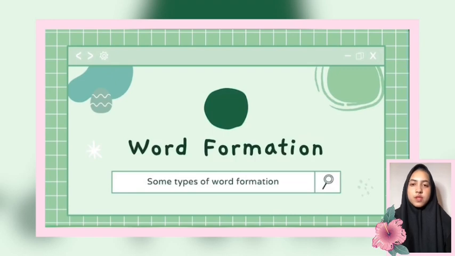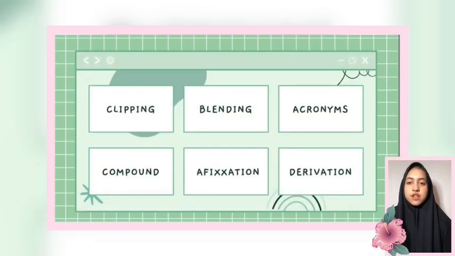There are some types of word formation. The first one is clipping. Clipping is a type of abbreviation of a word in which one part is clipped off the rest, and the remaining word now means essentially the same thing as what the whole word means or meant.